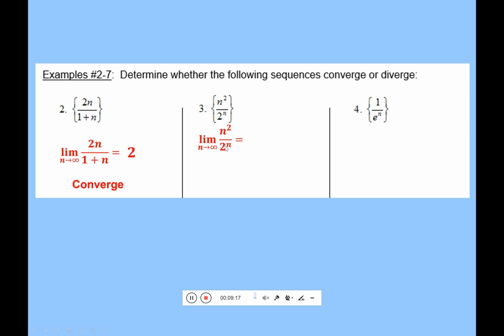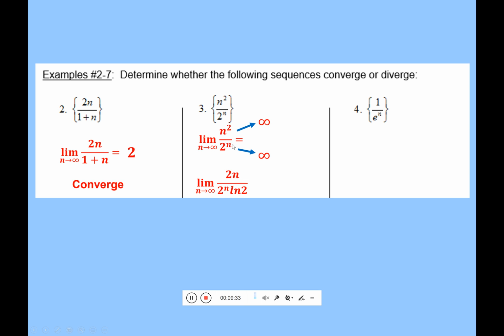So what might I try? Well, how about we substitute? If we substitute, right, we're going to get infinity over infinity. Oh, that's indeterminate form, right? So we're going to use L'Hopital's rule. So if I take the derivative of the top, the derivative of n squared is 2n.